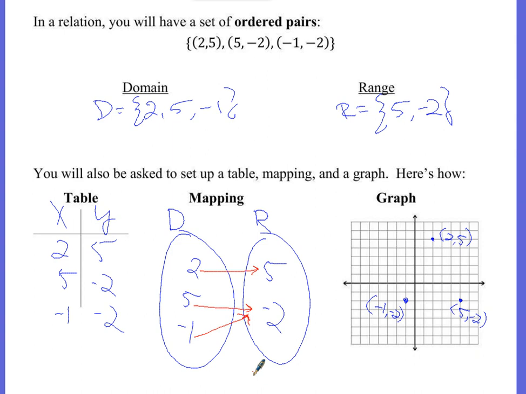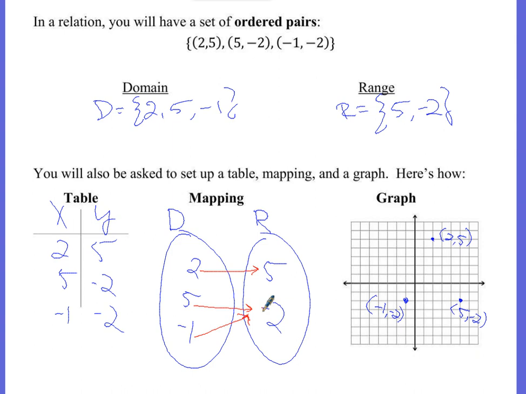On the mapping, if I had a repeated domain value, then I would see an arrow coming out of the same number. Okay? You can have arrows going into the same number. You can have arrows coming out of the same number. That's how you do a domain.